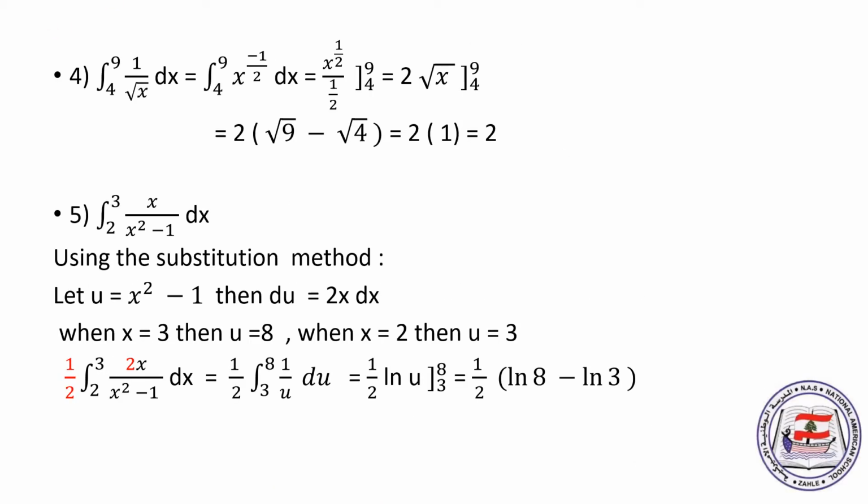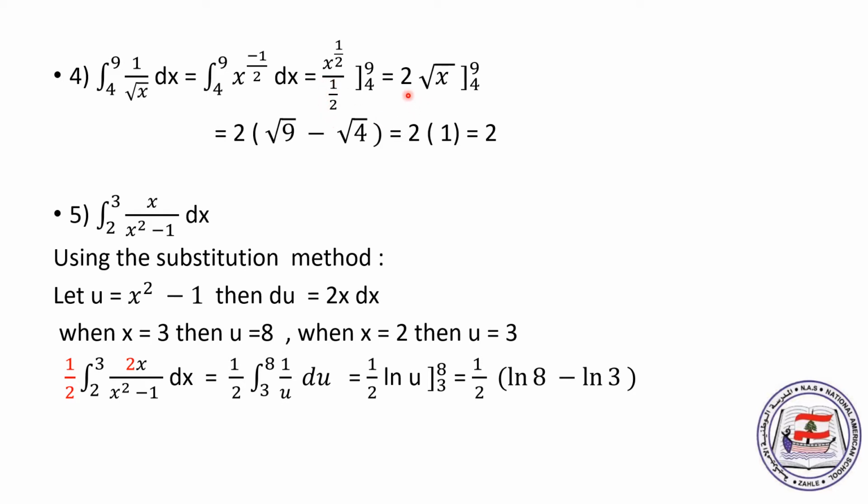And number 4, the integration of 1 over radical x dx over 4, 9. First, we need to rearrange or rewrite the function in exponential form. So it's the integral over 4, 9 of x to the power negative half dx. Then applying the power rule, we get x to the power half over the interval 4, 9. Reducing this writing, the inverse or 1 over half gives 2.